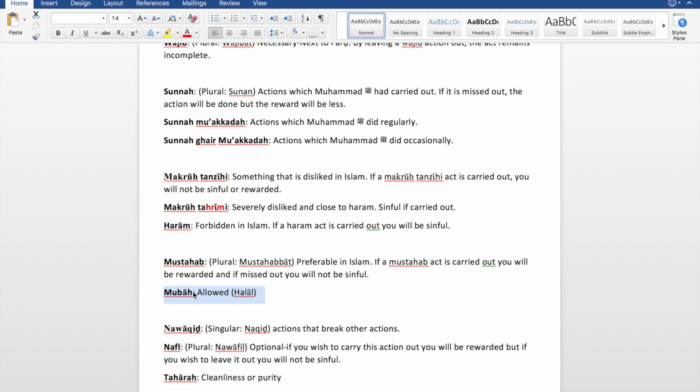If you do it, it's good. If you don't do it, if you don't drink your orange juice, it's not anything bad. Okay, so this is mubah. So I want you to remember this word as well.